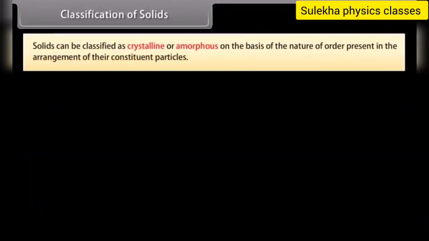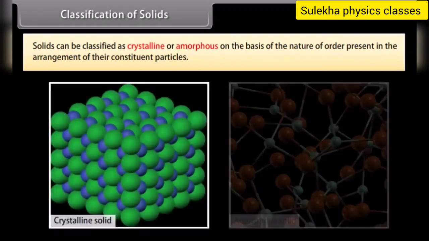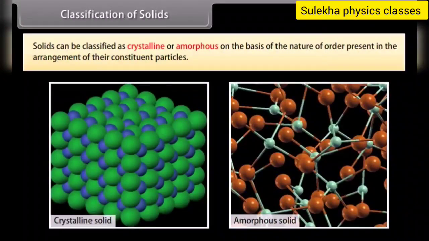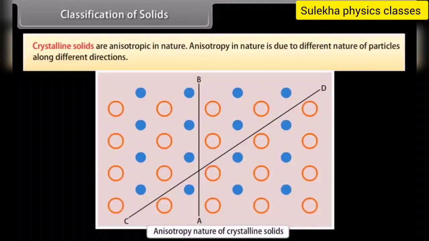Classification of solids. Solids can be classified as crystalline or amorphous on the basis of the nature of order present in the arrangement of their constituent particles. Crystalline solids are anisotropic in nature. Anisotropy in nature is due to different nature of particles along different directions.